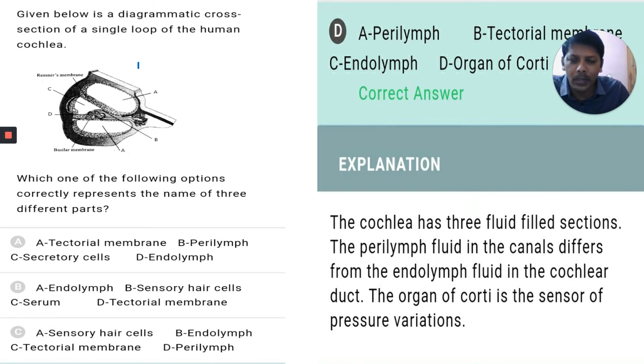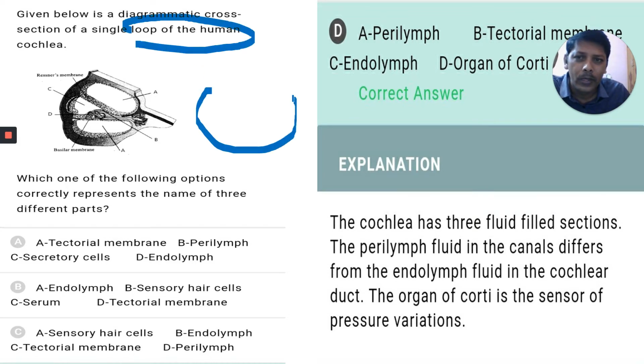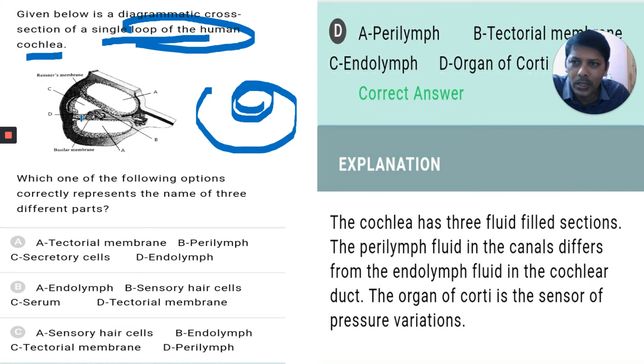Nervous system, especially ear and eye, are very important. We can expect one or two bits from them in every paper. Given below is a diagrammatic cross section of a single loop of human cochlea. Okay, the human cochlea has a coil structure. It has loops. Here a single loop of the human cochlea is given.